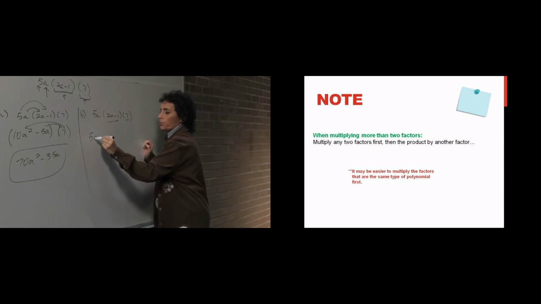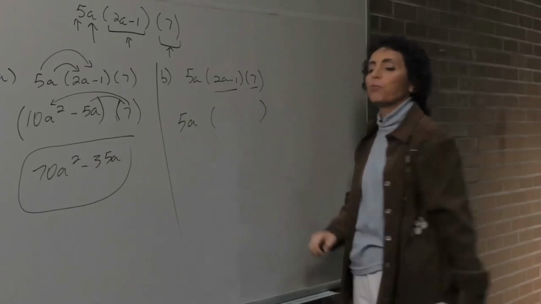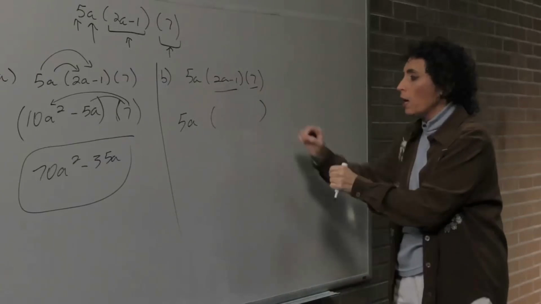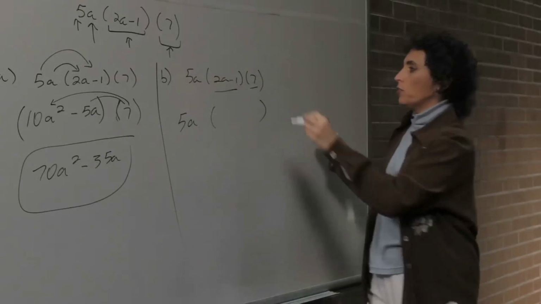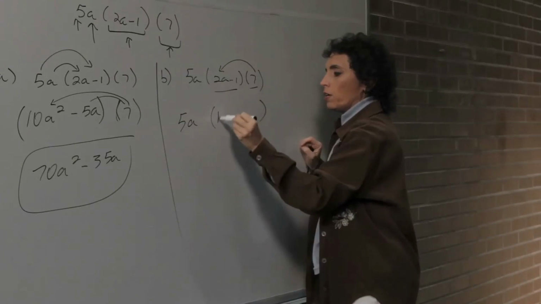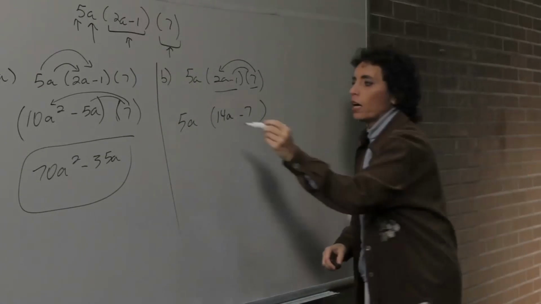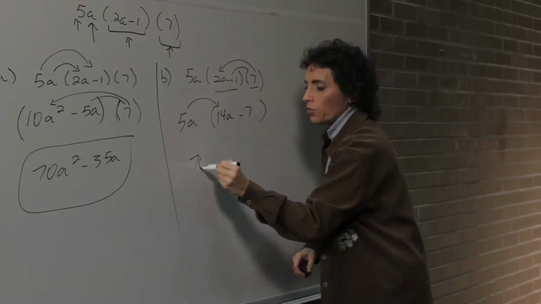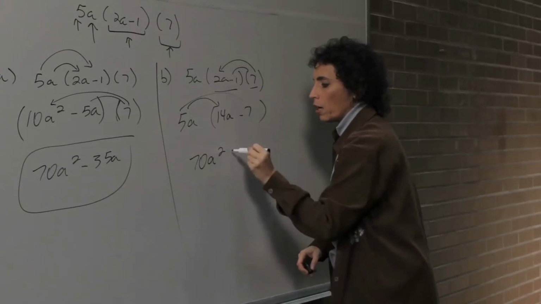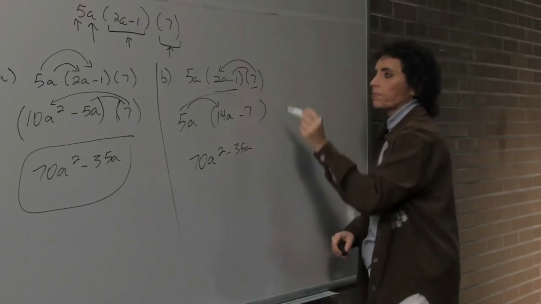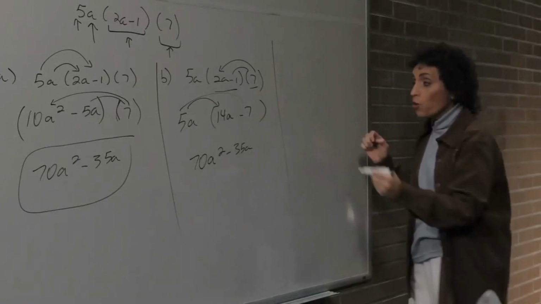So it's asking me to do this. Again, I'm going to need parentheses because my whole answer's got to be multiplied by that. So it's asking me to do this: 14a minus 7. And then I'd have to go 5 times 14a is 70a squared minus 35a. That's the second way.